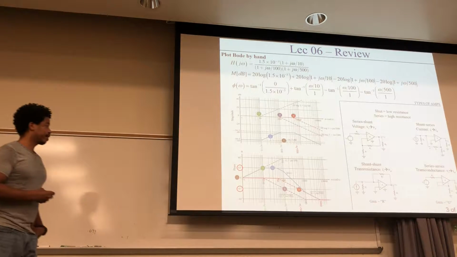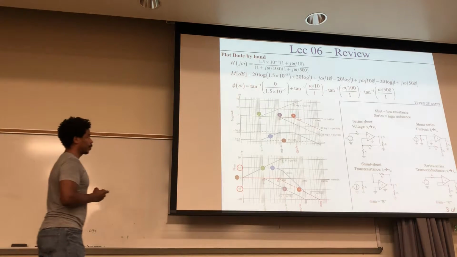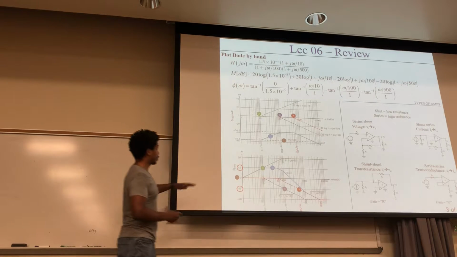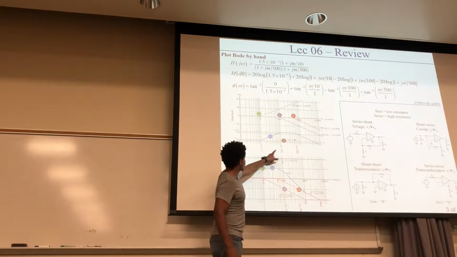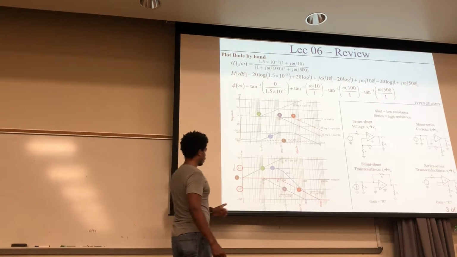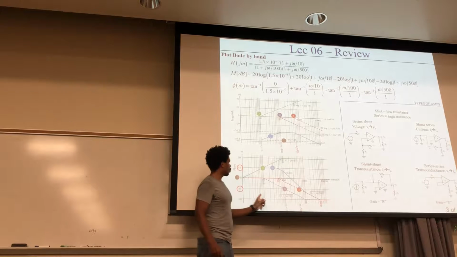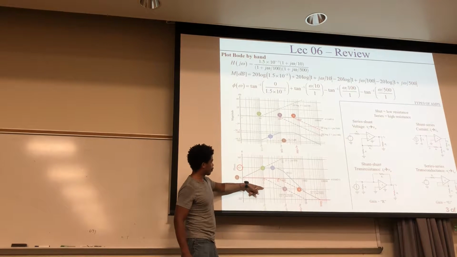Now when you plot the phase, the difference between here and here is that for these cutoff frequencies right here, those are the inflection points, right? But for the cutoff frequencies here, those are the points where you're at 45 degrees plus or minus 45 degrees.